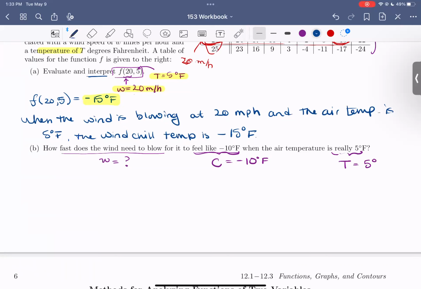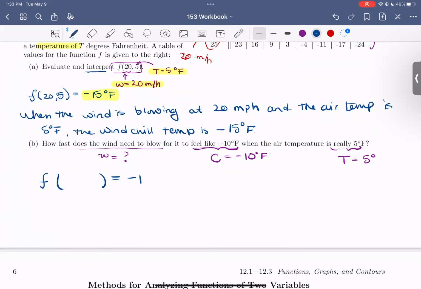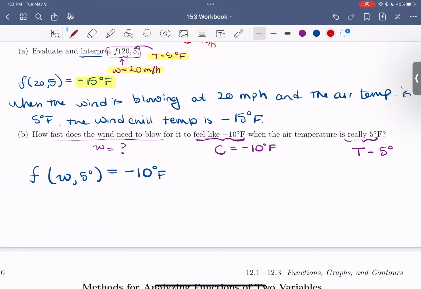Let's set that up using notation. If we're looking at our function F, we are told what C is, so that's the output. We're told that F is going to be negative 10 degrees for an input of T equals 5 degrees, and for what W? In this question, we need to find the W. That's what this question is asking. So we need to solve for W.